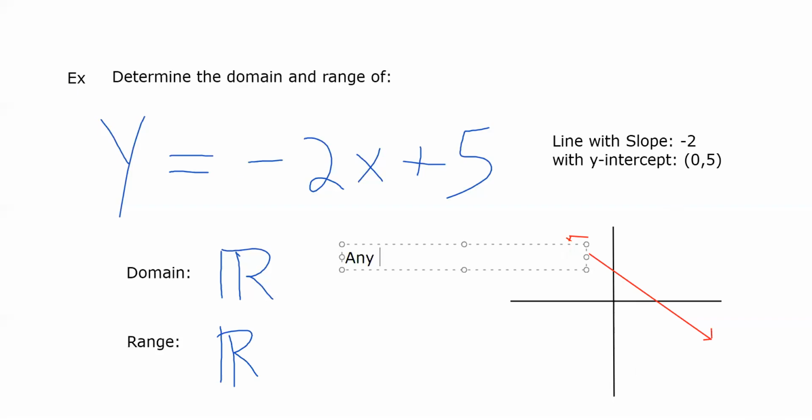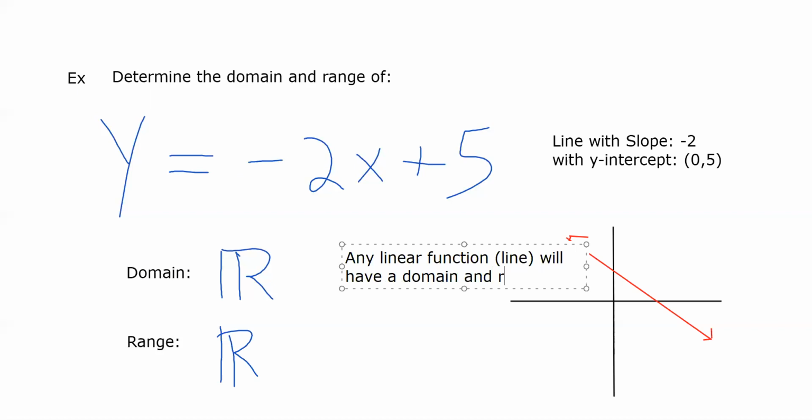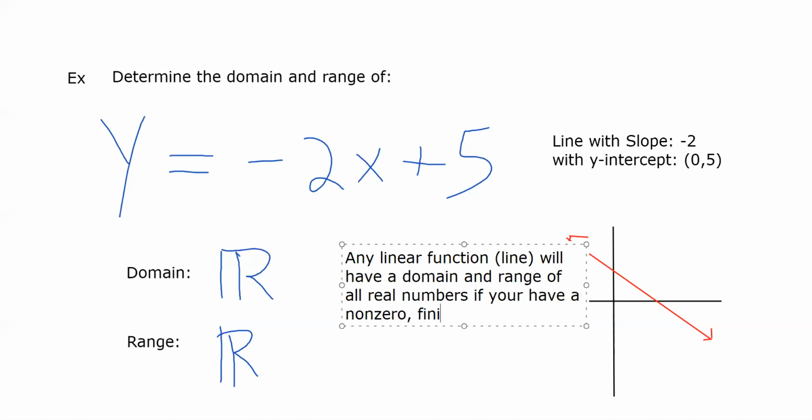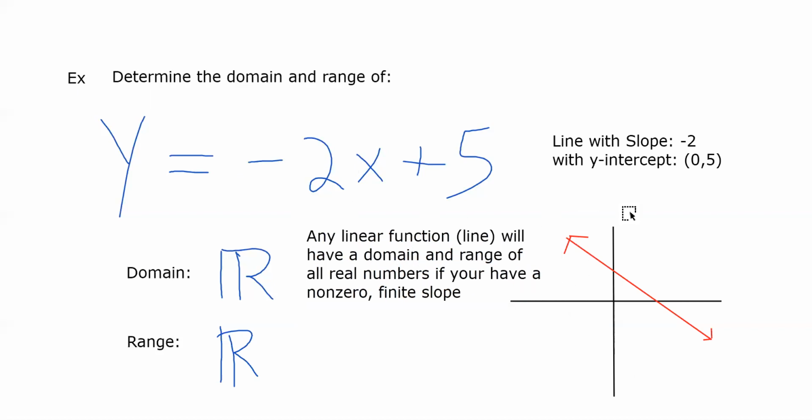Basically, any linear function which graphs as a line will have a domain and range of all real numbers if you have a non-zero finite slope. If your slope is 0, you've got a problem there, Pilgrim. You're going to make a horizontal line, and the range is actually going to be just a single value. It's not going to be the real numbers.